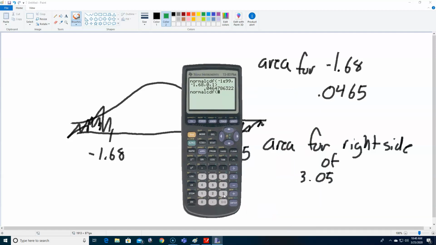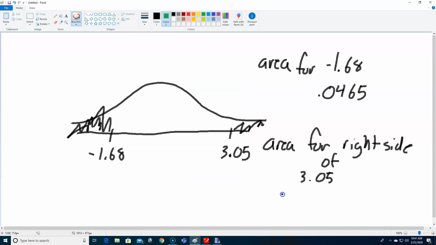So I'm going to start with my lower bound number as my z-score number, 3.05. My upper bound number will be a giant 1, so 1 e to the 99. Average is 0, standard deviation is 1. And I get the probability of 0.0011. So those are the two areas associated with the two different z-score values, 0.0465 and 0.0011.